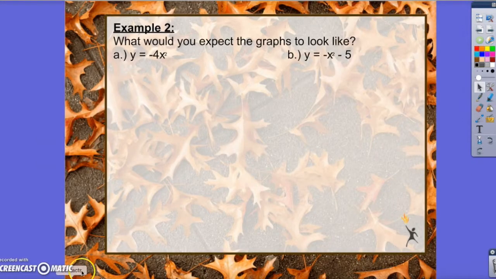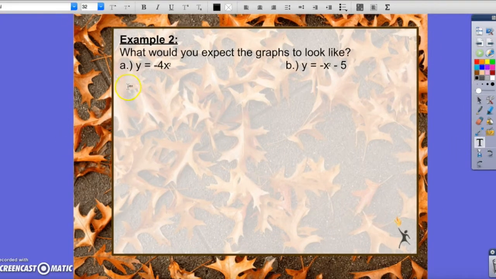So right before we talk about b, let's look at example 2. What would you expect the graphs to look like? We had 3 parts here, right? So let's see, number 1. From the previous slide, my a is what? a, in front of the x squared, is negative 4. Negative 4 is less than 0, so it's going to open down.